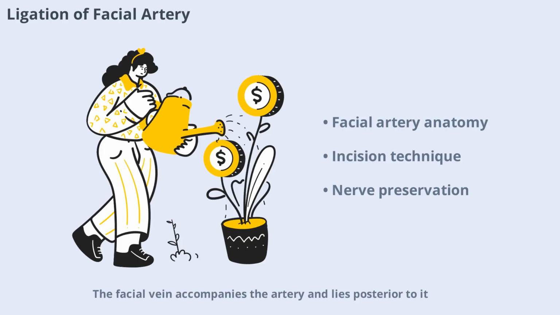The marginal mandibular branch of the facial nerve crosses superficially over the artery and vein. To prevent nerve damage, the incision is made 1-2 cm below the lower border of the mandible. The artery is isolated, tied, and cut, ensuring effective control of facial artery bleeding.